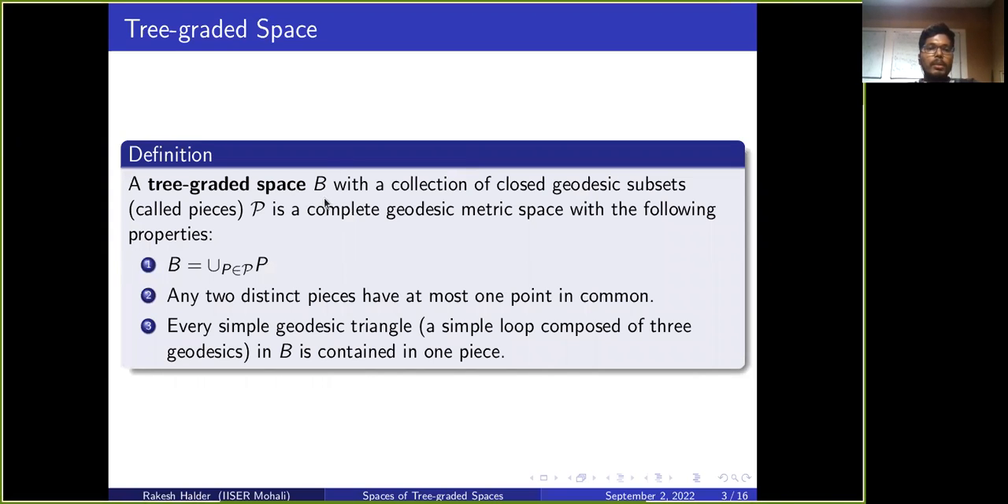A tripod space B is a complete geodesic metric space which can be decomposed as a collection of geodesic subspaces, script P, and each element of this script P we call a piece, satisfying these two conditions. Any two distinct pieces will have at most one point in common, and each simple geodesic triangle in B has to be contained in a single piece.